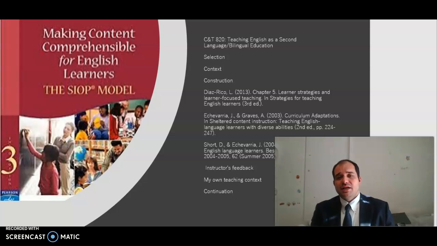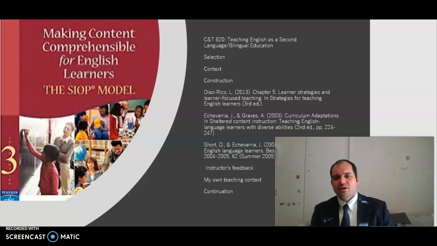So what I did was I first looked at our readings. We read Diaz-Rico in Learning Strategies and Learner-Focused Teaching. That was a really excellent textbook. And in later courses, I would read authors that Diaz referred to, which I thought was even more interesting. For example, Oxford wrote a book on meta-strategies. Diaz refers to Douglas Brown, whose two textbooks I used later on in the program. So it's interesting to see how everything is connected.